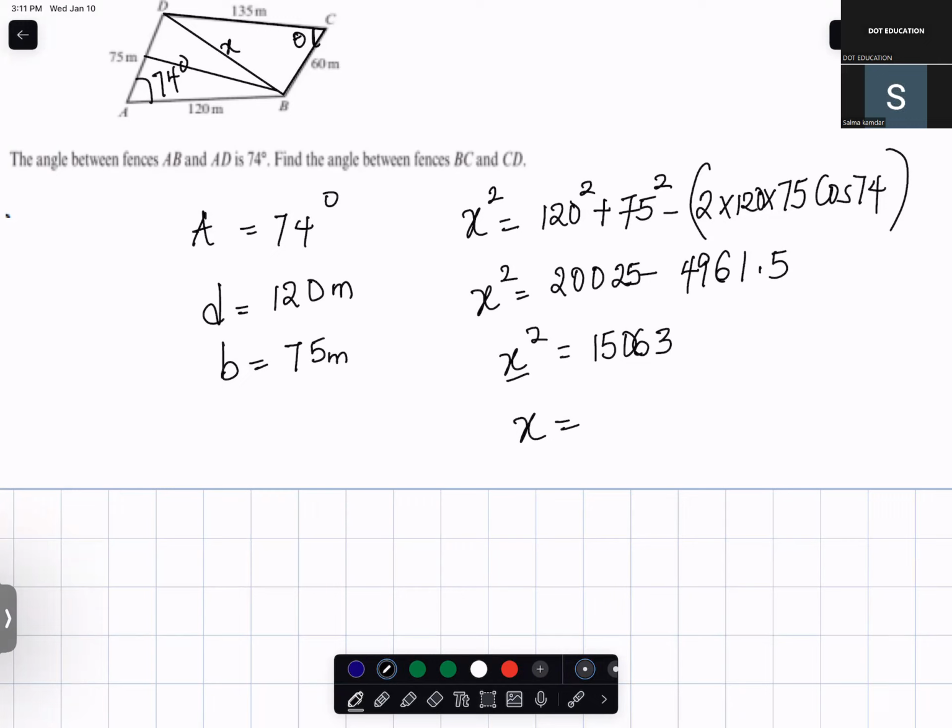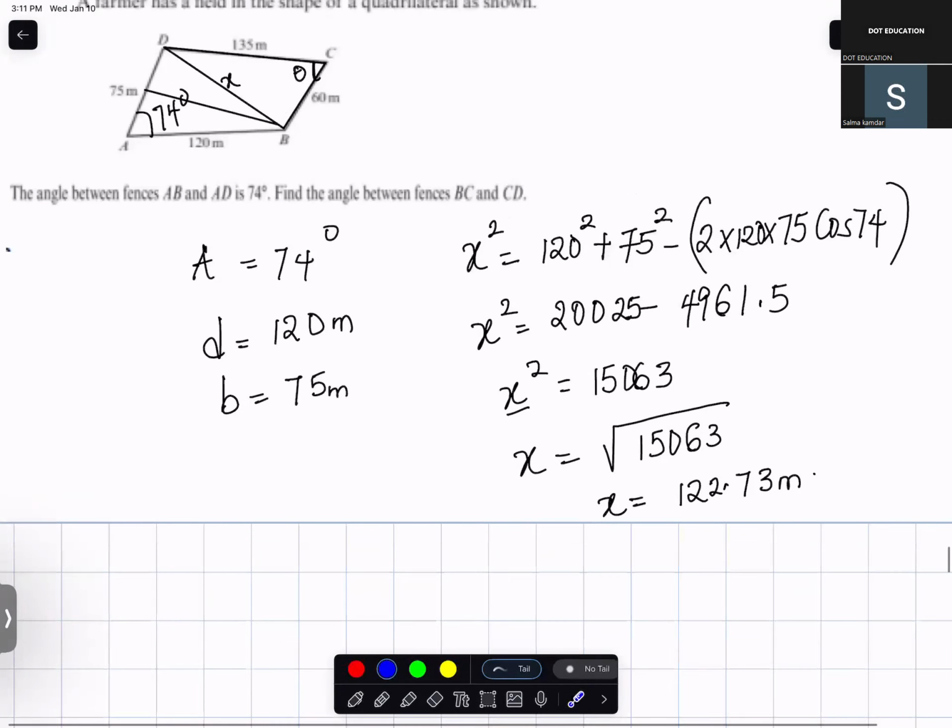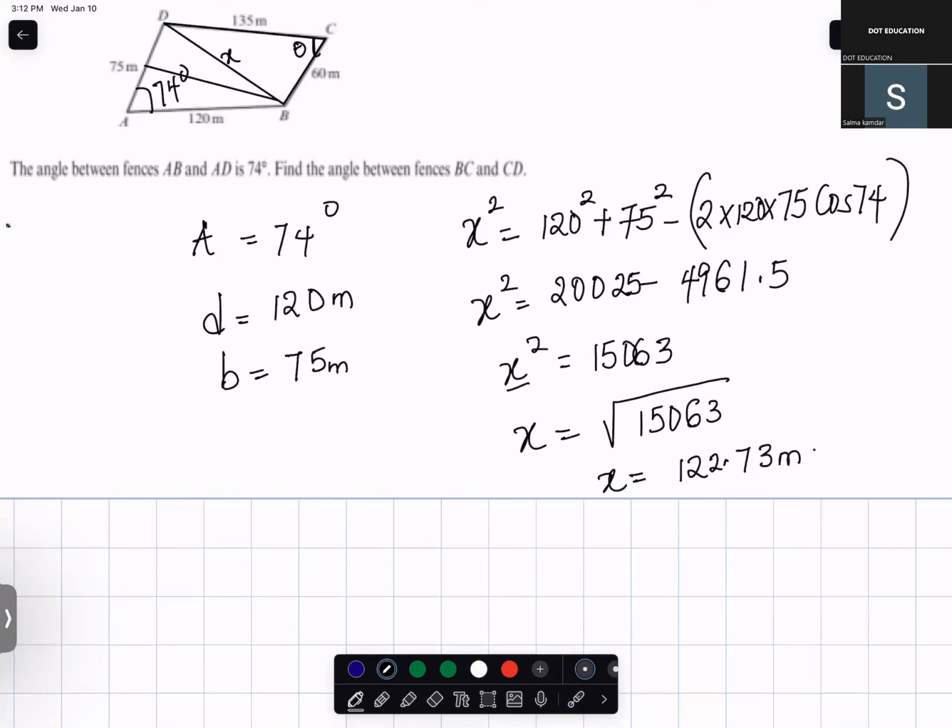So X equals square root of 15063. So my value for X is 122.73 meters. So I've gotten the value for this. Now, since we've gotten the value, we can use it to solve for the second triangle, giving X as 122.73 meters. We look for the value of theta. The theta here matches the X value we just got.